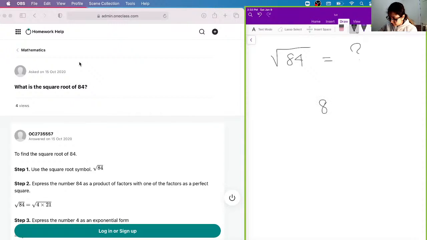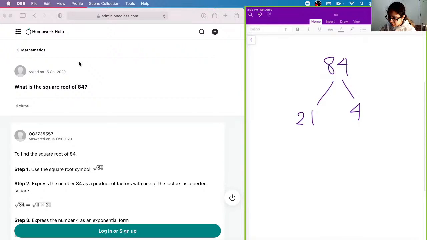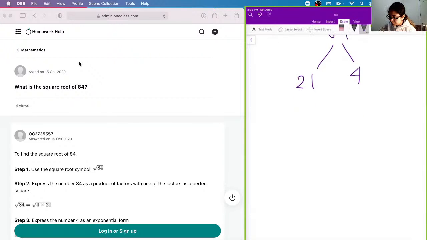So let's say 84, and let's express this as a product. We have to find two numbers that when you multiply them will give you 84. In this case, let's say 21 times 4. We could break down 21, but since it won't give us even numbers once you break it down, we'll just leave it like that. However, 4 will, so you have 2 times 2.